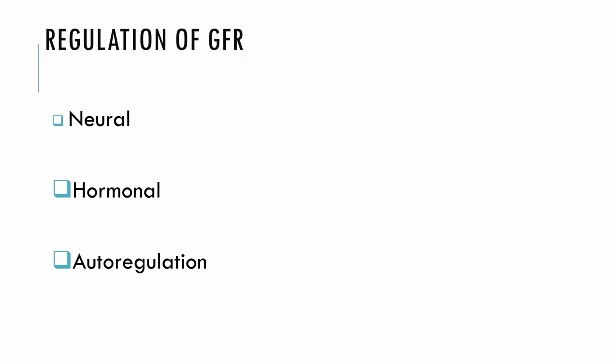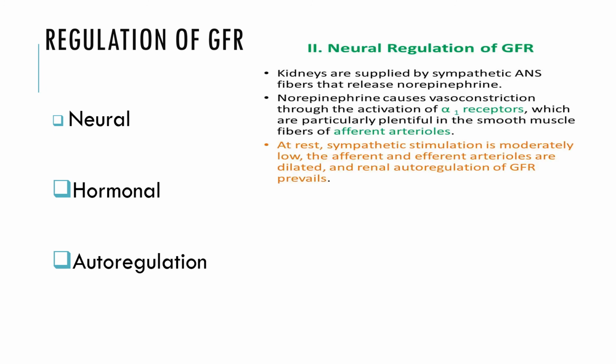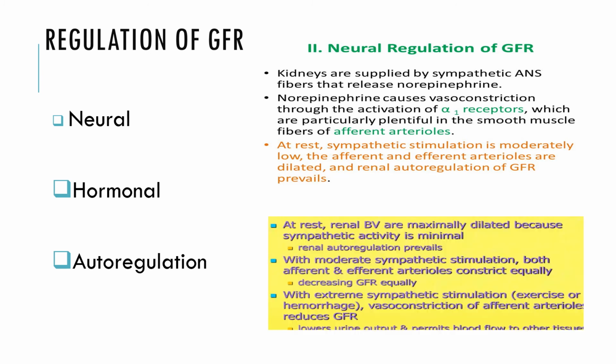Now, regulation of GFR. GFR is mostly regulated by three factors: neural, hormonal, and autoregulation. Neural regulation of GFR: the kidneys are supplied by sympathetic autonomic nervous system fibers that release norepinephrine. Norepinephrine causes vasoconstriction through the activation of alpha-1 receptors, which are particularly plentiful in the smooth muscle of afferent arterioles. But at rest, sympathetic stimulation is moderately low, so the afferent and efferent arterioles are dilated and renal autoregulation of GFR prevails.